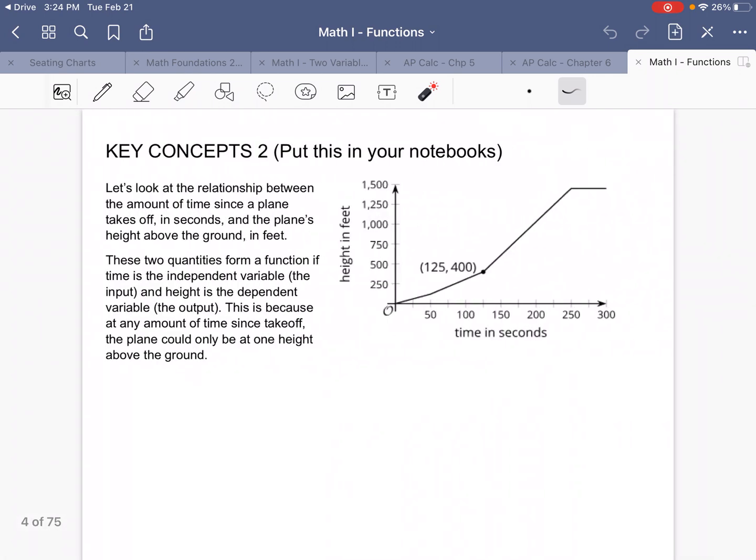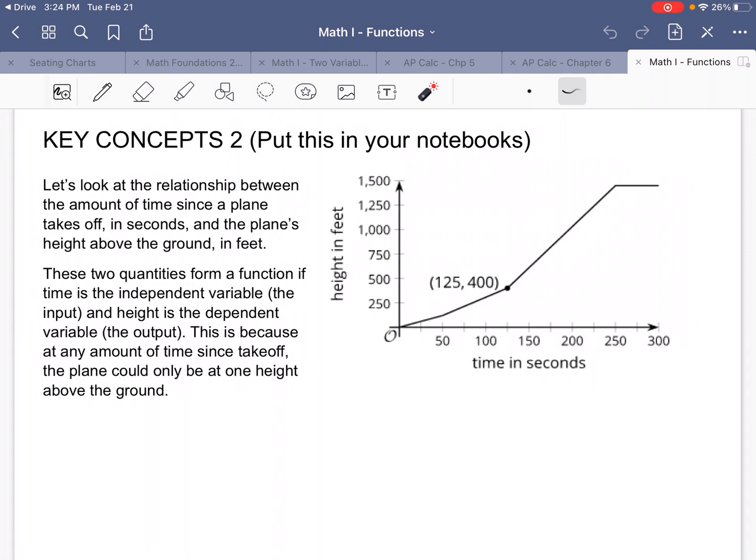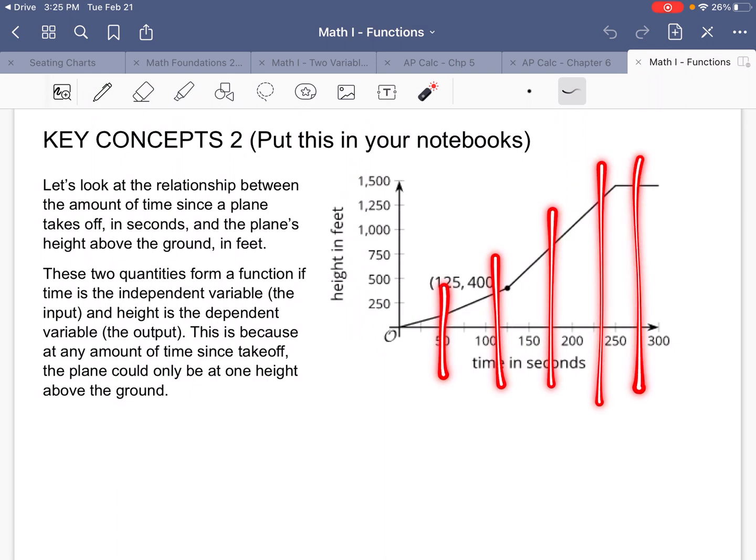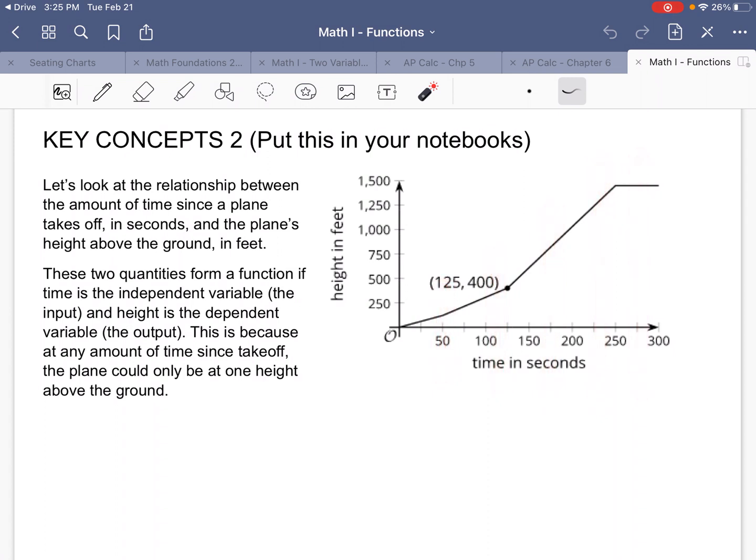So let's take a look at this. Relationship between the amount of time since a plane takes off in seconds and the plane's height above the ground in feet. These two quantities form a function if time is the independent variable and height is the dependent. By the way, we always put the independent variable on the horizontal axis and we put the dependent variable on the vertical axis. So if time is our independent variable and height is the dependent variable, then this is a function, because if you look at this, at any given time, there's only one possible height in feet that this plane could be at. Also, the height, the altitude depends on how long it's been flying for.